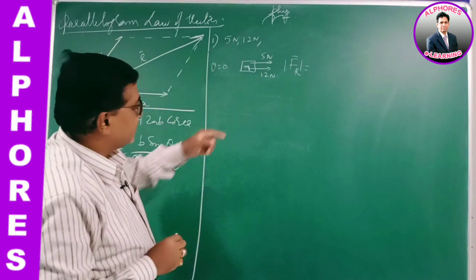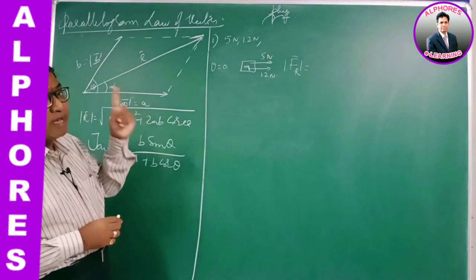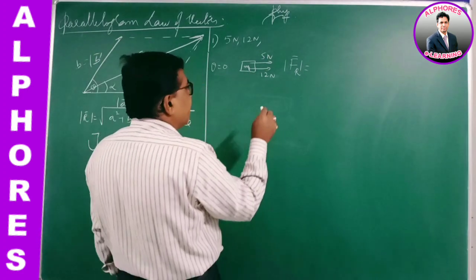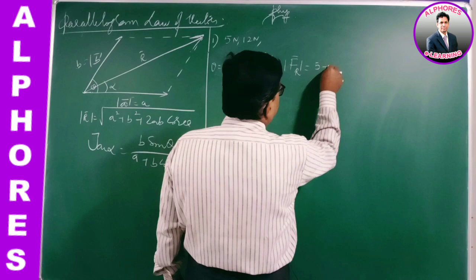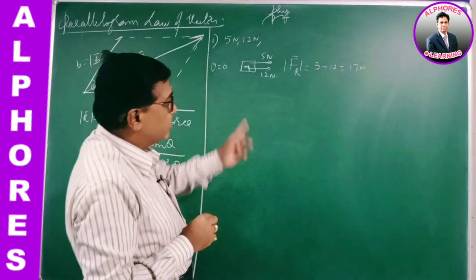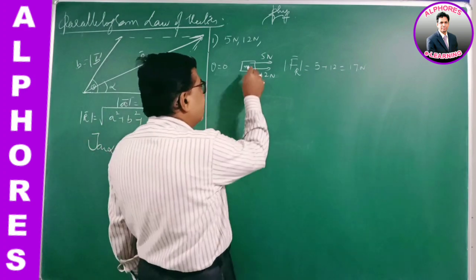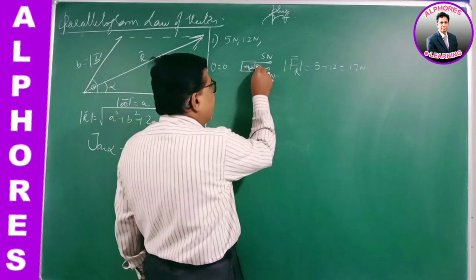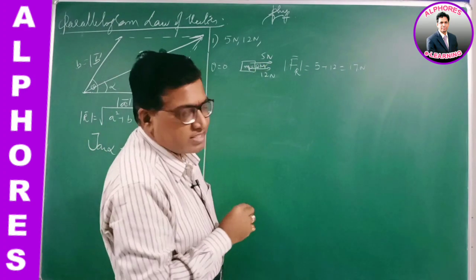You know, when the vectors are in the same direction, theta 0, we get the maximum resultant. So the resultant is maximum. It is 5 plus 12, answer 17 Newton. Suppose in this one, if he is asking to find the acceleration, let the mass be something like 2 kg. Then what is the acceleration?